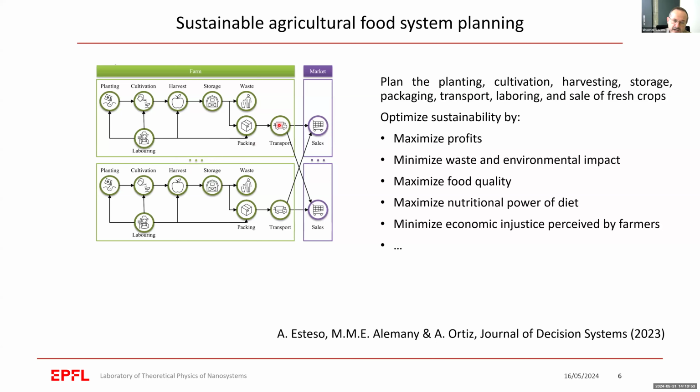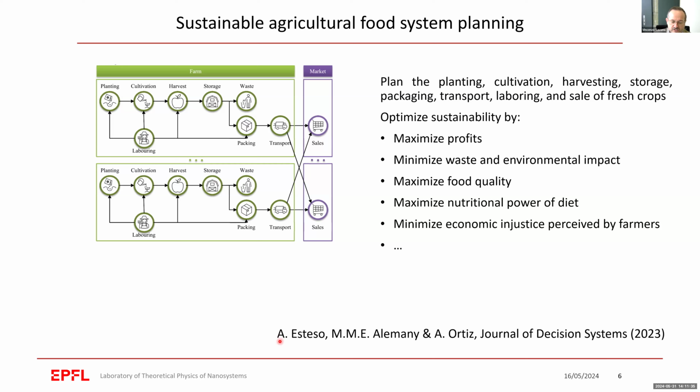And you want to optimize a number of different things. This is a multi-objective optimization. You want to maximize the profits of the local producers. You want to minimize waste. You want to minimize environmental impact. You want to maximize the food quality. So, for example, storage must be limited to the time that is allowed for a given kind of food before it is spoiled. You want to maximize the nutritional power of the diet, so as to make this region as autonomous as possible. And you want to minimize social aspects like economic injustice that is perceived by farmers. And there are many other requirements.